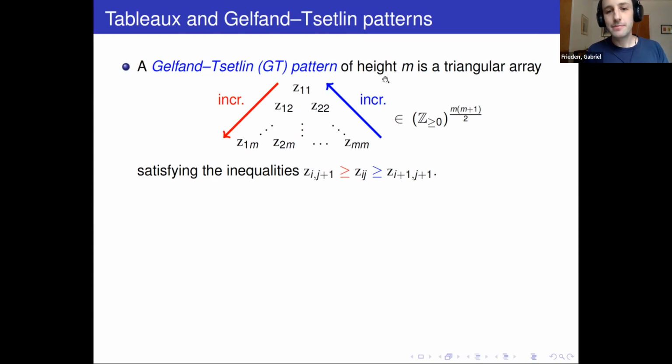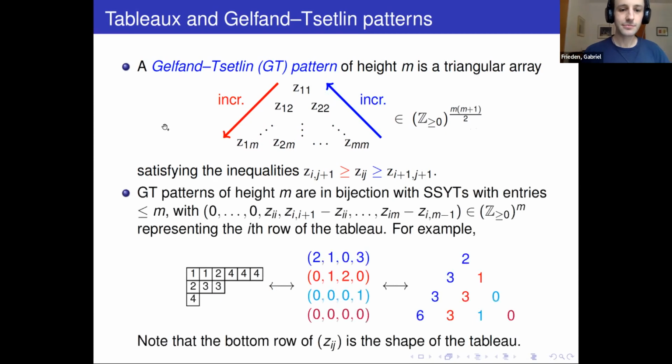A Gelfand-Tsetlin pattern is a triangular array of non-negative integers that is weakly increasing in this direction and in this direction. So GT patterns with M rows like this are in bijection with semi-standard tableaux with entries at most M. It's probably better to just look at this example. Here, this row has 2 1s in it, 1 2, 0 3s, and 3 4s. And I've done that for each row.